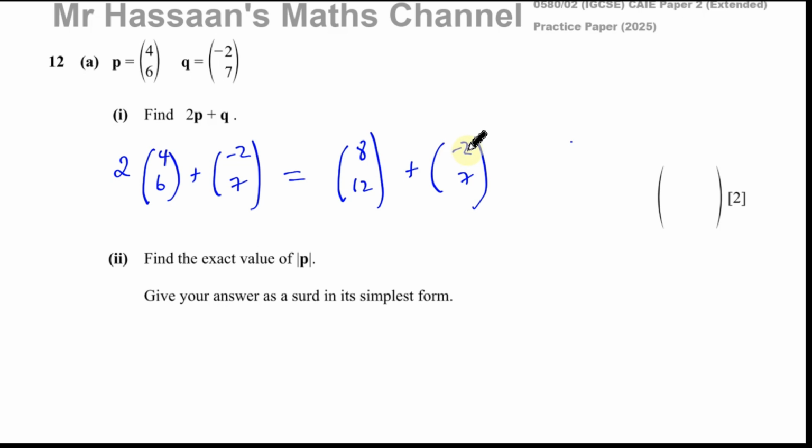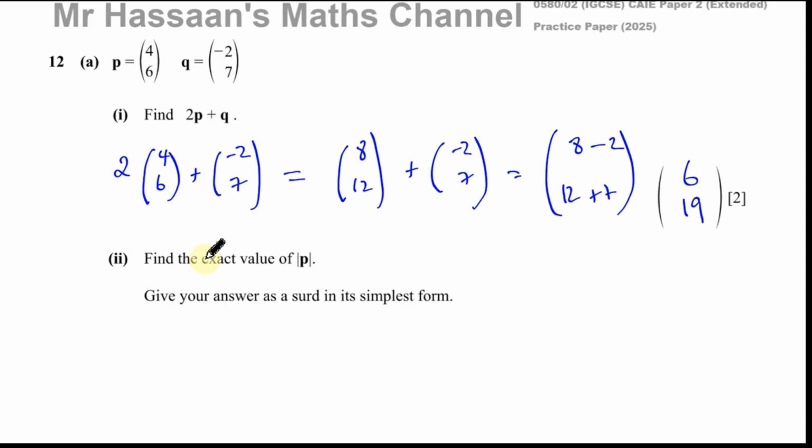So you have 8 plus minus 2, which is 8 minus 2, which is 6, and you have 12 plus 7, which gives you 19. So 6, 19 is the sum 2P plus Q. So multiply the first vector by 2 and then add Q to that. Okay, so there's part 12a, part 1.